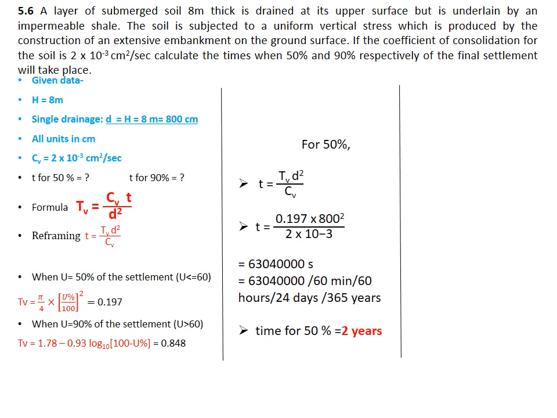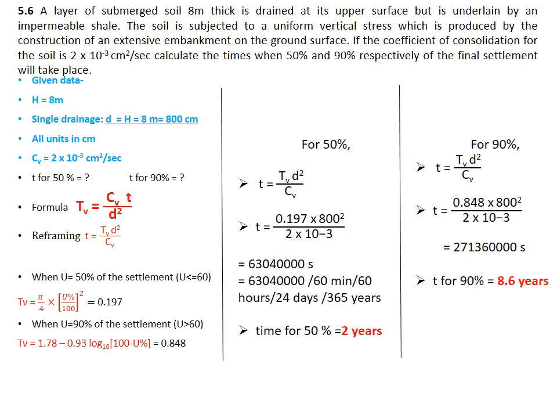Now lastly we'll find the value for 90%. Repeating the same procedure, putting the values, we'll get time as this big number in seconds. So again converting into years, we'll get it as 8.6 years. That's it. So with this we finish the video.